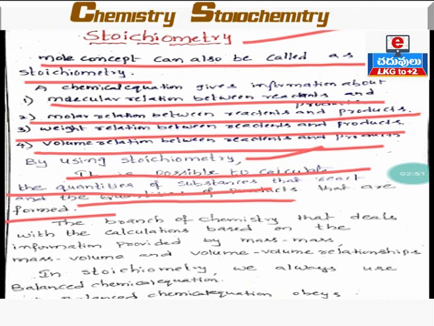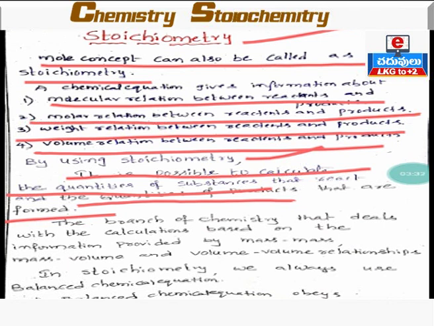You all know that when two or more reactants combine chemically, they produce new substances. So by using stoichiometry, it is possible to calculate the quantity of the reactants that react chemically, and also the quantity of the products that are formed after the reaction. This is the main advantage of stoichiometry.